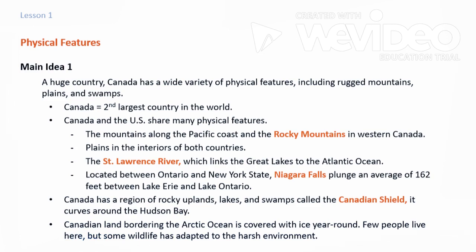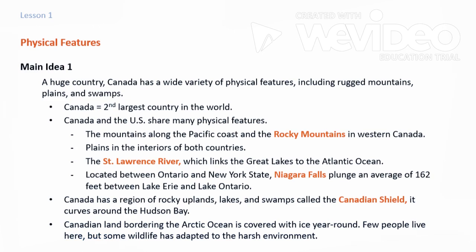If you located Canada on the map, you'd find the physical features that the United States and Canada share. You may notice that the mountains along the Pacific coast and the Rocky Mountains extend north into western Canada from the western United States. Broad plains stretch across the interiors of both countries. In the east, the two countries share a natural border formed by the St. Lawrence River. An important international waterway, the St. Lawrence links the Great Lakes to the Atlantic Ocean.